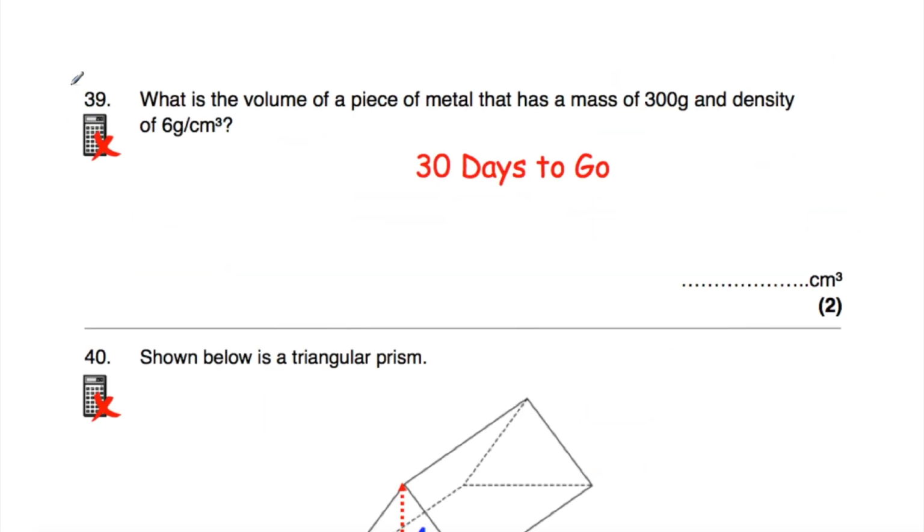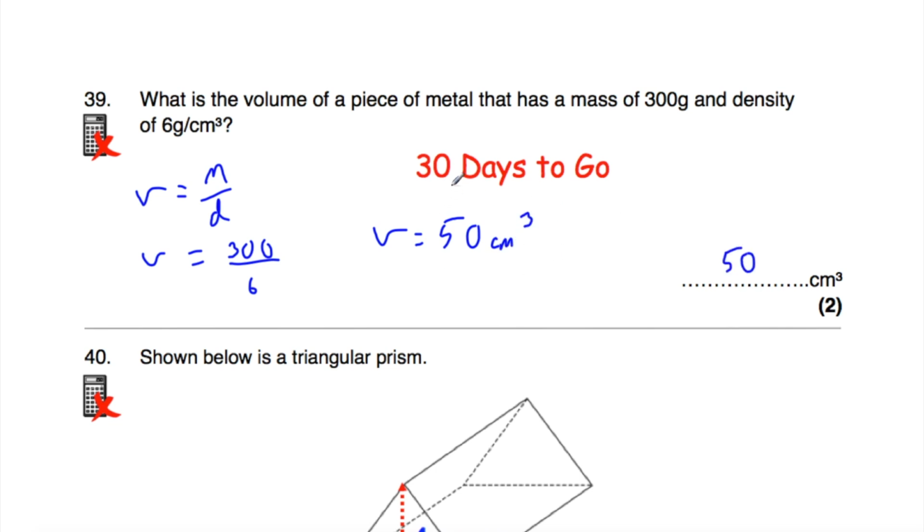Okay, so let's have a look at question number 39. In terms of this question, there's a couple of approaches we could use. One approach is to learn that volume is equal to mass divided by density. So if we take the mass, which is 300 grams, and divide it by the density, which is 6, we'll find the volume. 300 divided by 6 is equal to 50. So the volume is 50 centimeters cubed, so the answer would be 50.